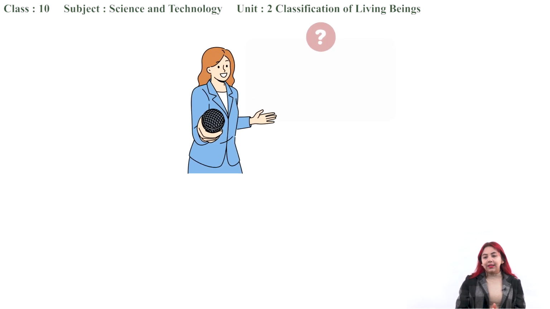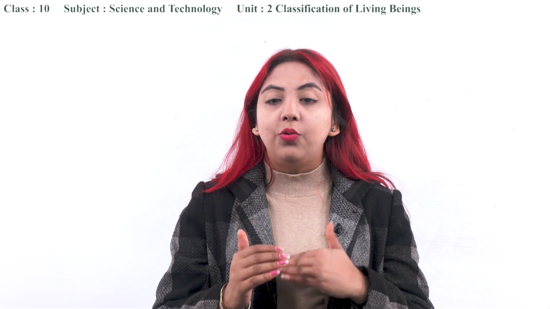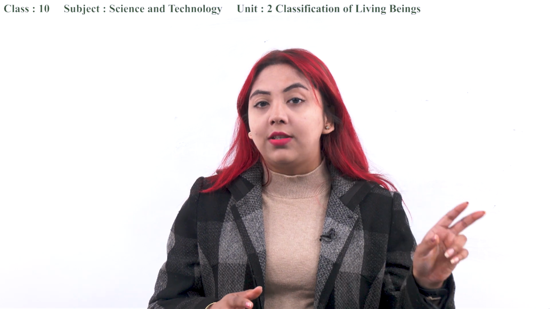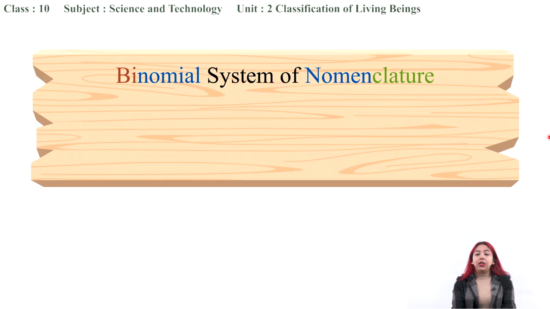Having said that, can you guess who is the father of taxonomy? You have studied this in grade 9. Yes, it's Carl Linnaeus, because he was the first scientist who tried to classify organisms into kingdoms, and he is famous for his two kingdom system of classification, animal kingdom and plant kingdom. But not only that, Carl Linnaeus also developed the binomial system of nomenclature.